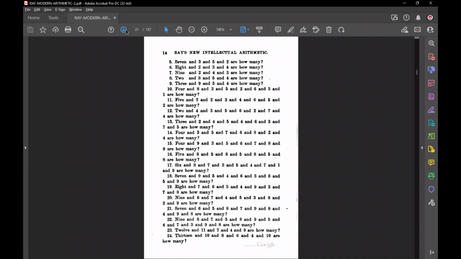Number 6, 8 and 2 and 3 and 4 are how many? Do you want to try it? Nice and slow and clear. 8 and 2 are 10, and 3 are 13, and 13 and 4 are 17. 17. Good, that's the answer.